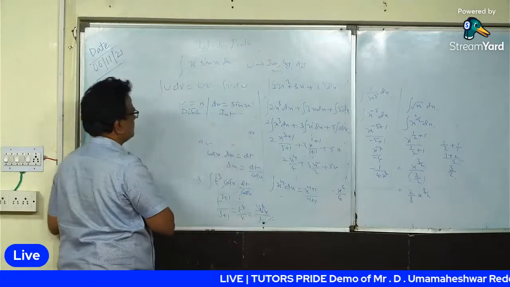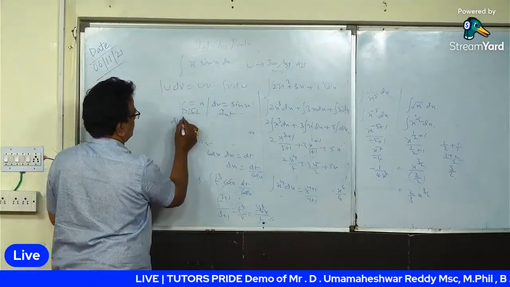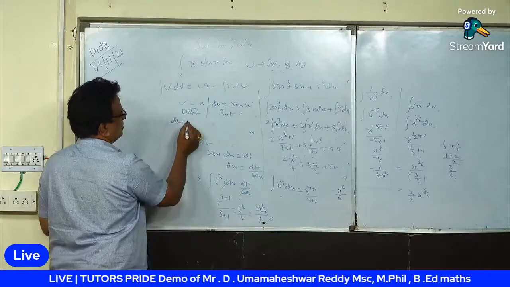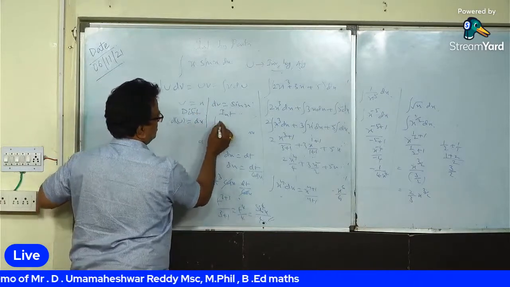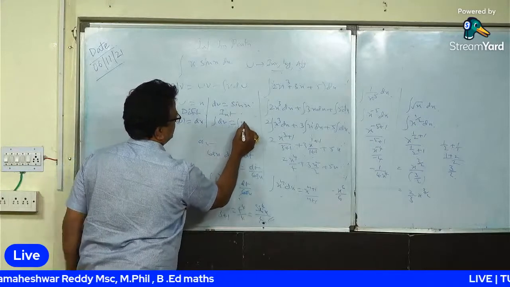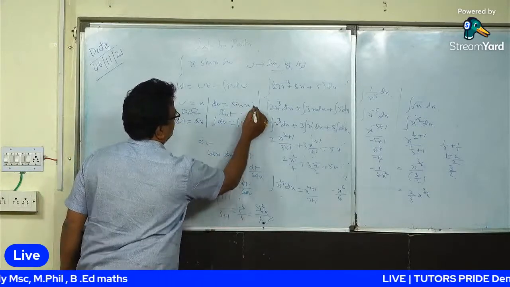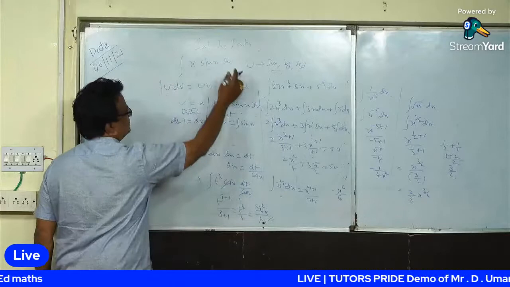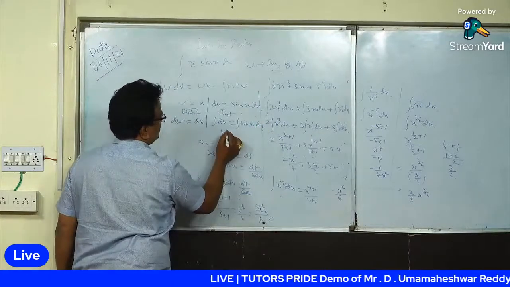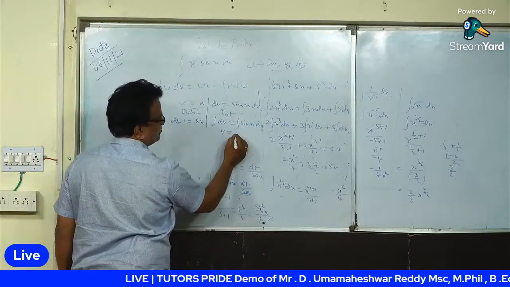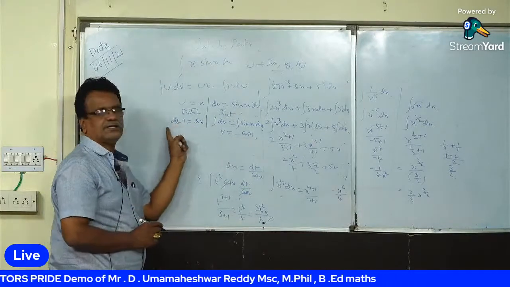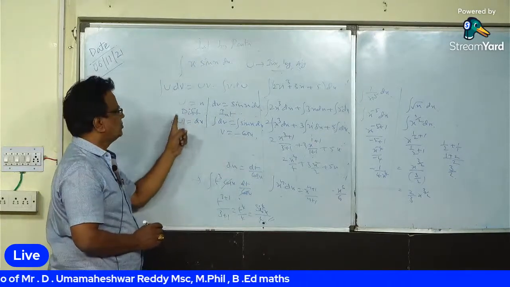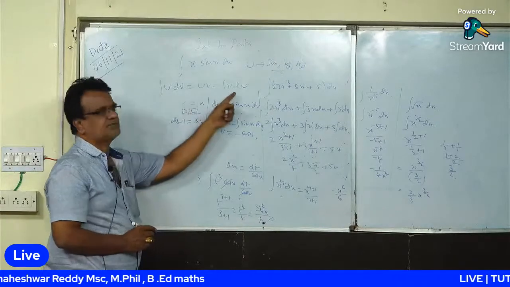In such a case, d of u is d of x, and integration of dv is integration of sin x dx. Integration of dv is v, and integration of sin x is minus cos x. So you got du and you got v. Substitute u, du, v, dv in this formula.